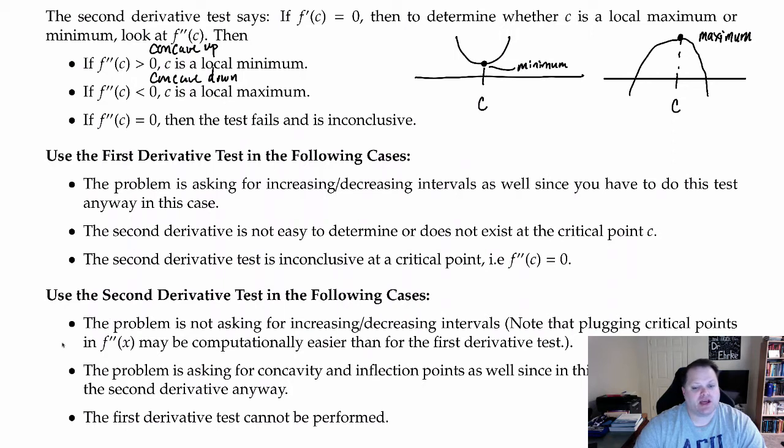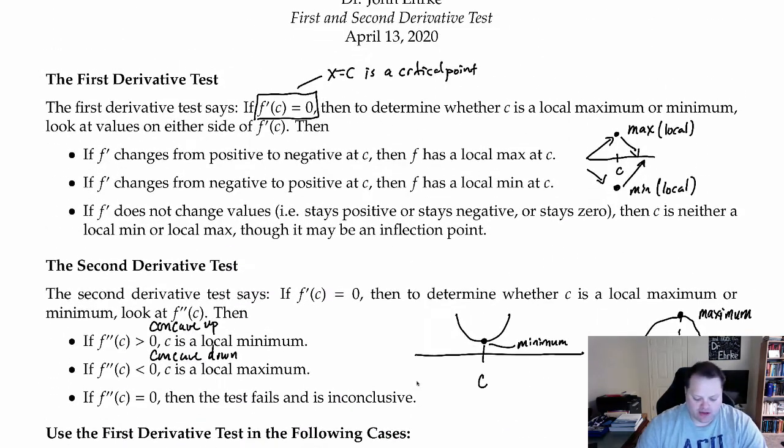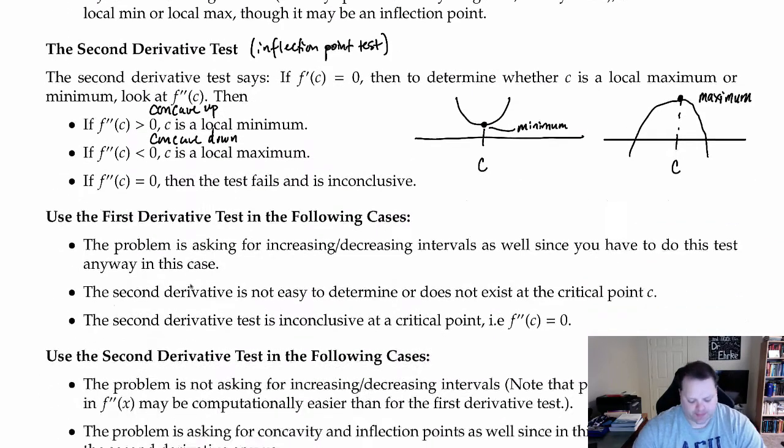The second derivative test is most compelling when you're being asked to find concavity and inflection points. Like we said, you can think of the first derivative test as the critical point test. You can think of the second derivative test as the inflection point test. You're going to be testing on both sides of the inflection points of the given functions.